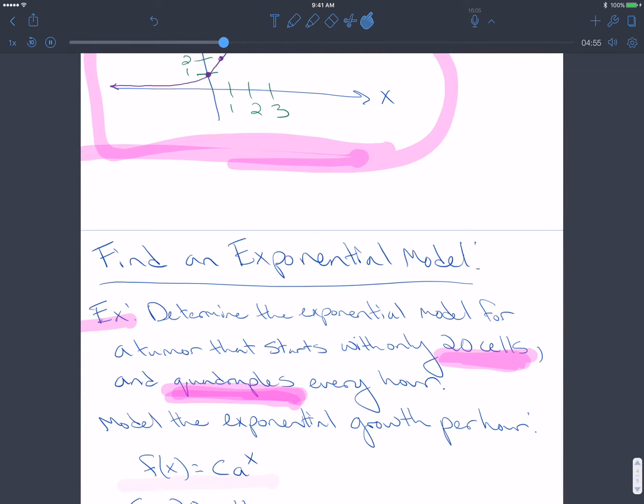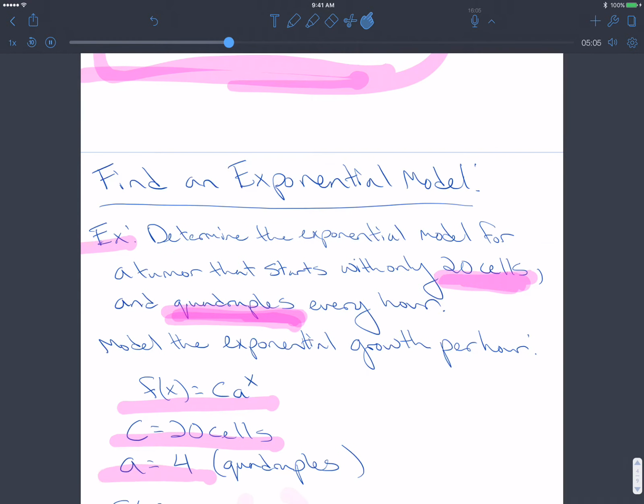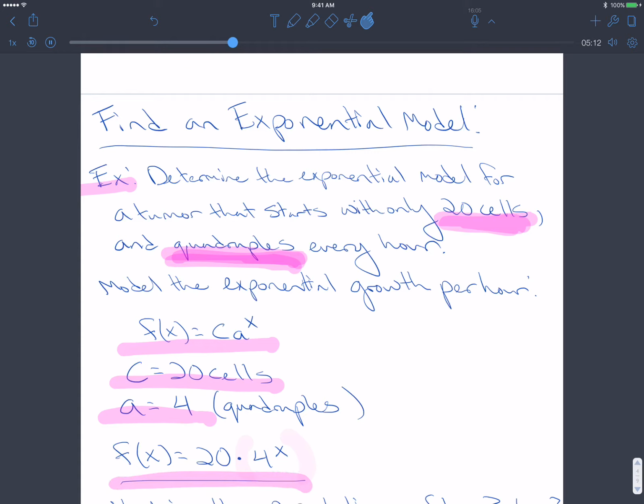We can model that exponential growth per hour through the equation f of x equals c times a to the x. In this case, c is our 20 cells, and a will be 4 because quadruple means times 4. So f of x is then, if I substitute that in, just 20 times 4 raised to the x power. Be very careful about your order of operations here. 4 is being raised to the x power, the 20 is outside. It is being multiplied after the 4 has been raised to the x power. So I could imagine that I have parentheses there, because that happens before I multiply by 20.